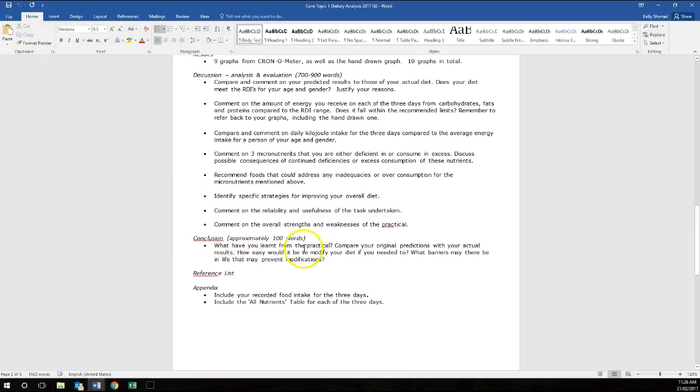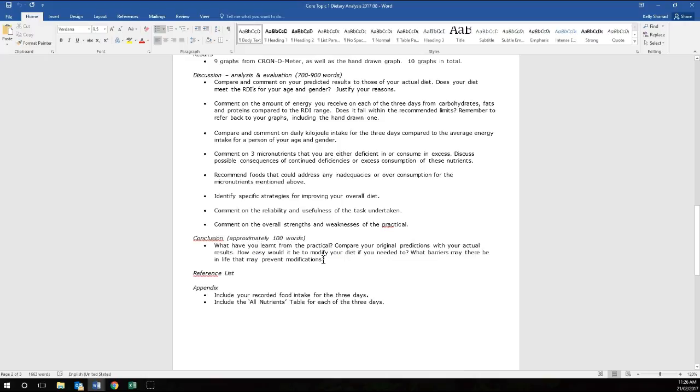So this is, what have you learnt from the practical? Compare your original predictions with your actual results in conclusion, and how easy would it be to modify your diet if you needed to? If you have a calcium deficiency and you're lactose intolerant, maybe it wouldn't be very easy to modify your diet. And what barriers might there be in life that may prevent modifications?